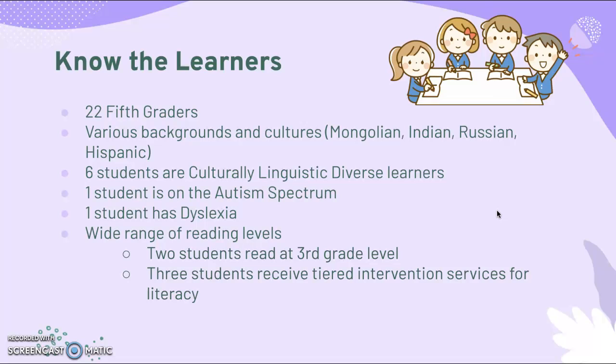As far as my learners, I have 22 5th graders from various backgrounds and cultures. 6 of my students are what our district refers to as culturally linguistic diverse learners, which means that they receive ELL services. I do have 1 student who is on the autism spectrum, 1 student who has dyslexia, and a very wide range of reading levels. So I have students anywhere between 3rd grade and 8th grade reading level, and 3 of my students do receive tiered intervention services for literacy, mainly in the areas of comprehension and fluency.